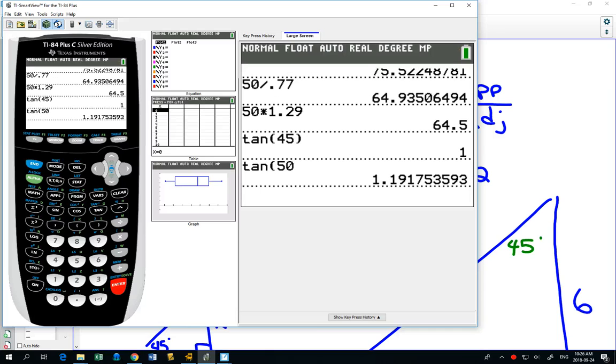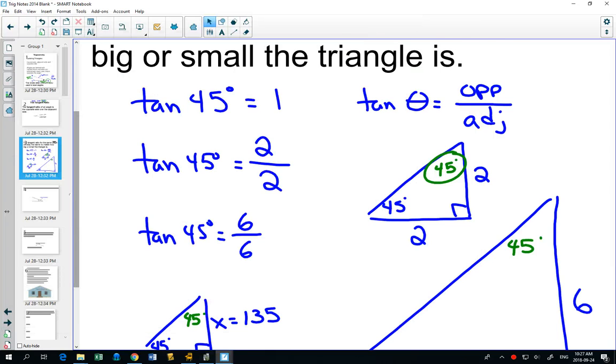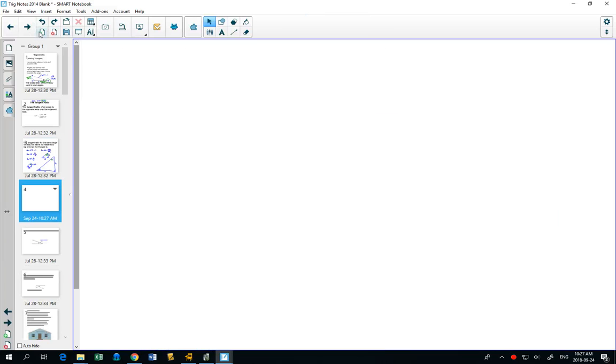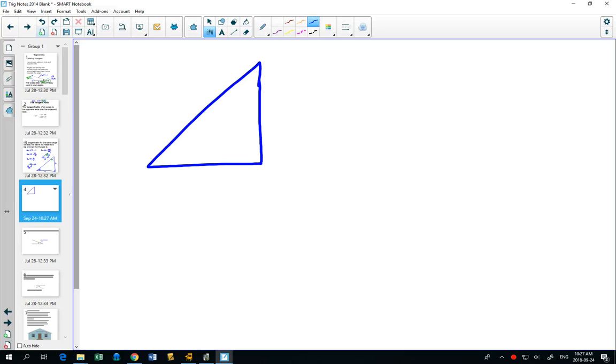Oh. Nasty. 1.191753593. Yes. We're just going to use our calculator in grade 10. Okay? So for 50 degrees, it's 1.19. So let's go back here. Let's start a new triangle. New right angle triangle. This time, I'm going to put 50 degrees in here.